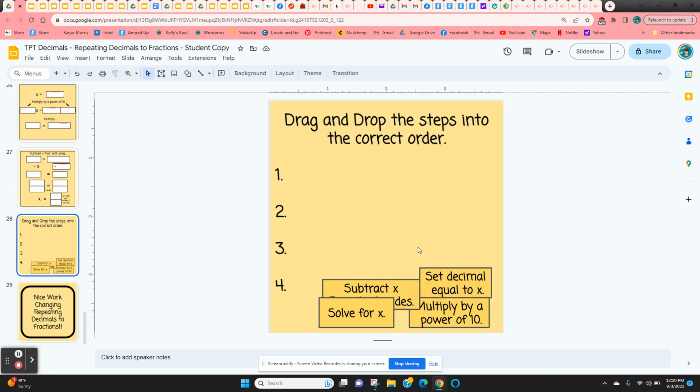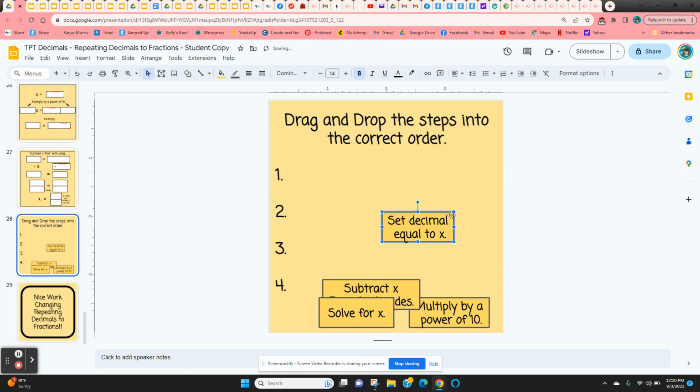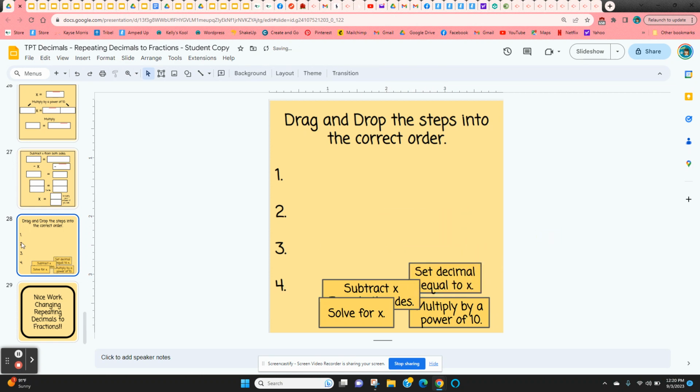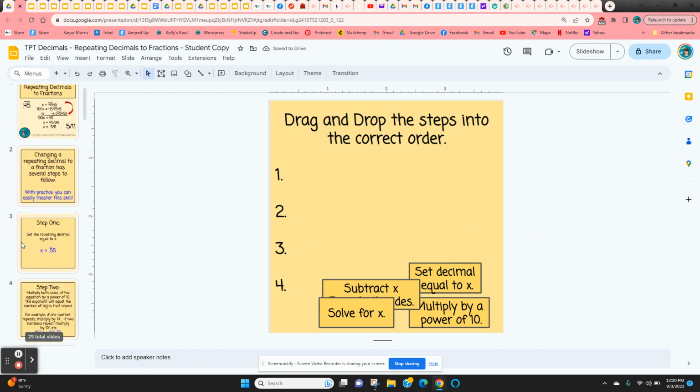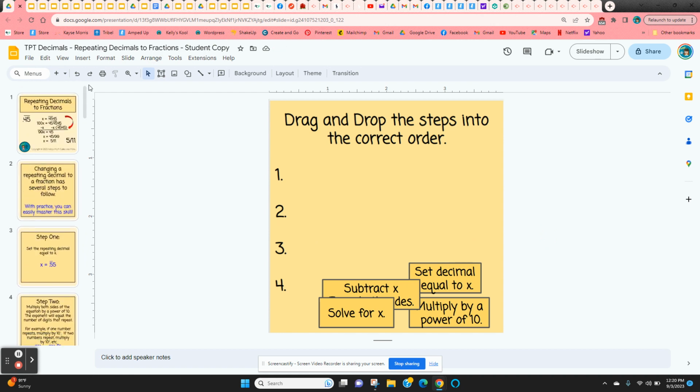Now, the final slide is pretty simple, but it just reinforces for the students what they do first, second, third, and fourth. So they're going to drag and drop each of these next to a number, depending on what they do first, second, third, and fourth. So to drag and drop, they just click on the edge, and then they can move it wherever they like. So that is a digital lesson of changing repeating decimals to fractions.